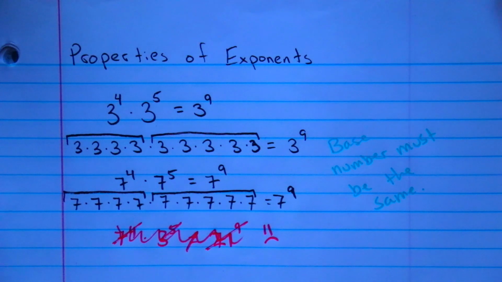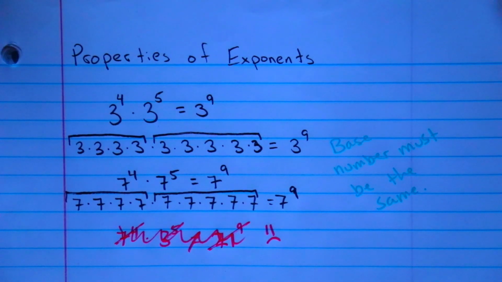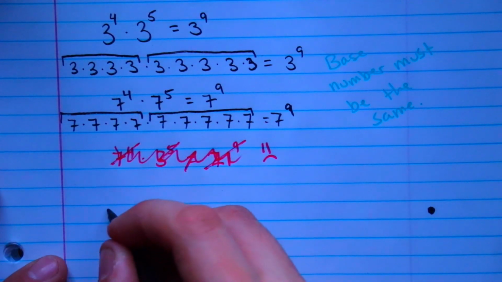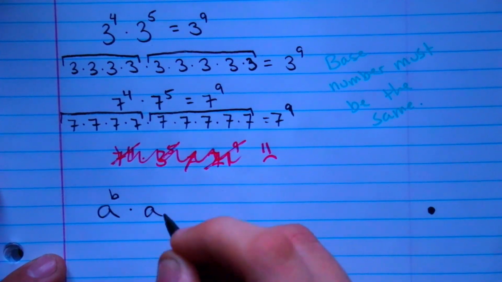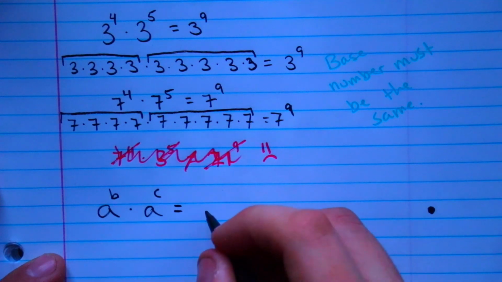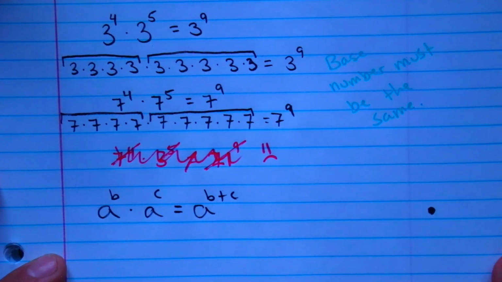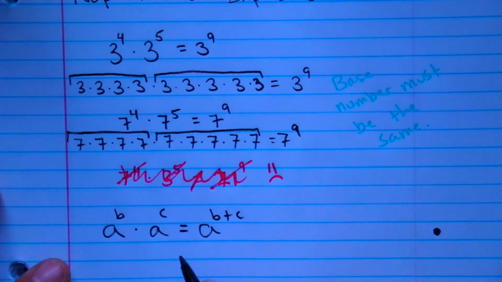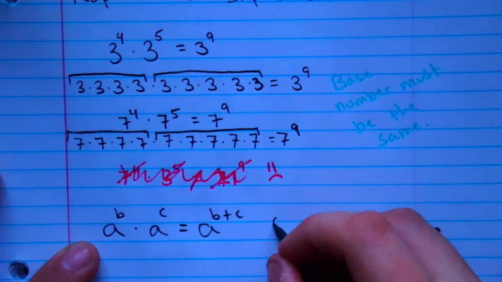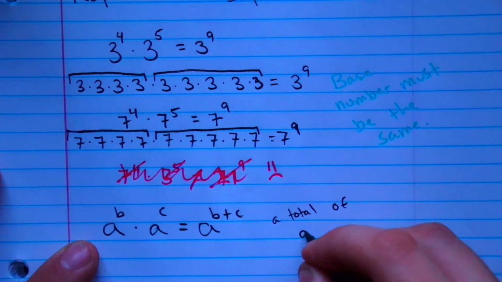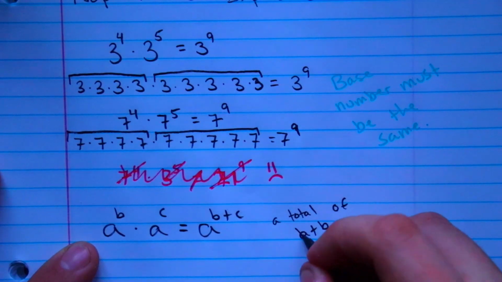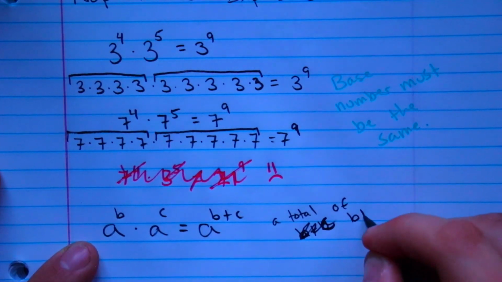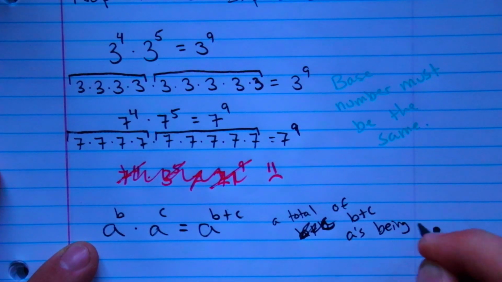It doesn't make any sense. So where this took us was extending it and generalizing it to this. We noticed that if you have a number to a power times that same number to a separate power, that can be condensed because you can add the exponents. In total, you are going to have a total of b plus c a's being multiplied.